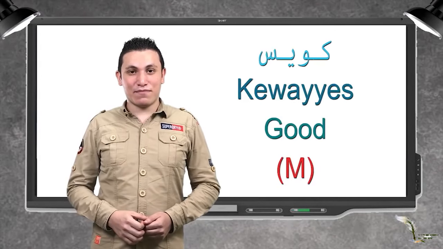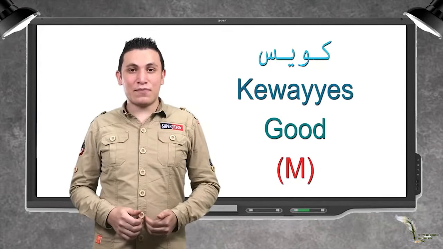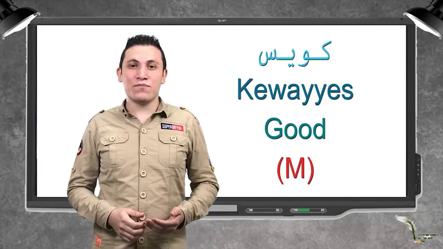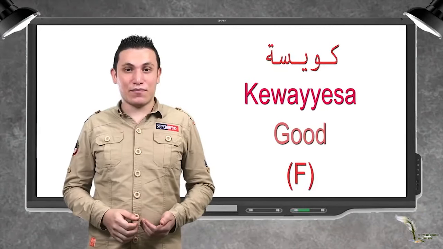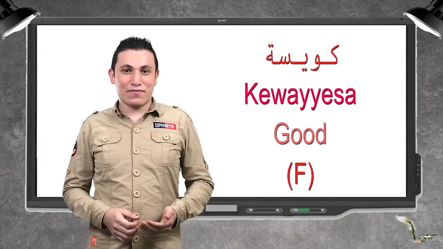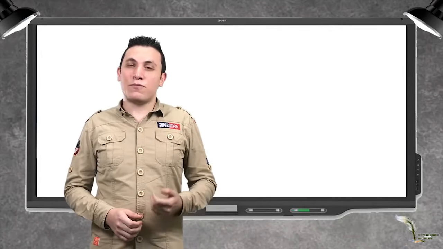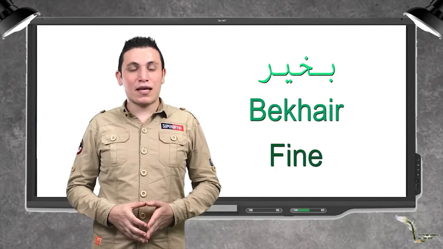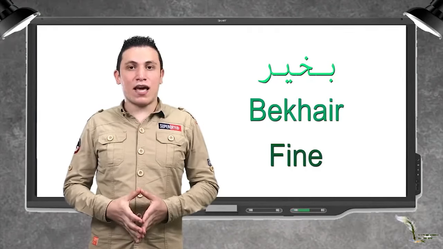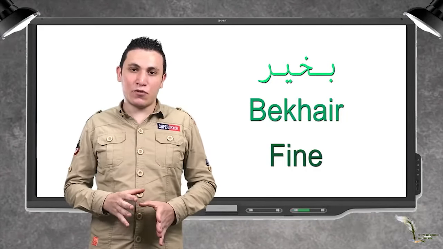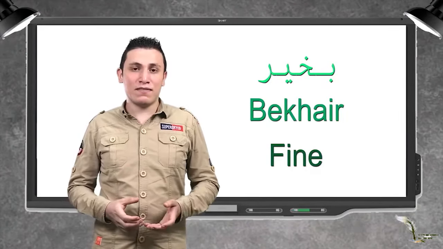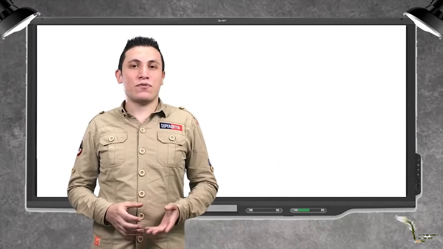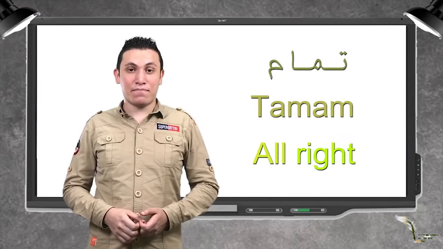كويس. كويس means good. In the feminine form, كويسة. Number 2, you can say بخير. بخير means fine, and بخير doesn't change its form depending on masculine or feminine. Word number 3, تمام.